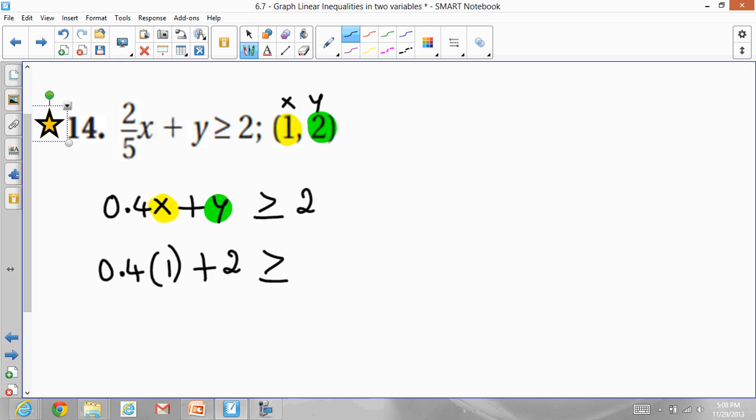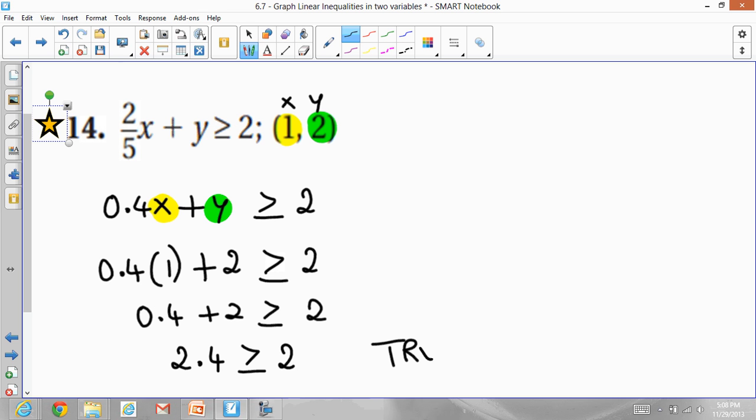So greater than or equal to 2. 0.4 times 1 is going to give you 0.4, plus 2, greater than or equal to 2. 2 plus 0.4 is going to give you 2.4, which is greater than or equal to 2, which is true. 2.4 is greater than 2. So since it is true, that means the point (1, 2) is a solution of this inequality.